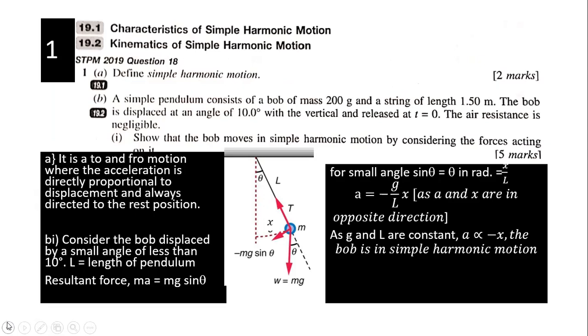Why is the bob displaced by a small angle, less than 10 degrees? We want to use this approximation. For small angles, we can use this approximation. Why does sine theta equal theta? That's what I don't get.